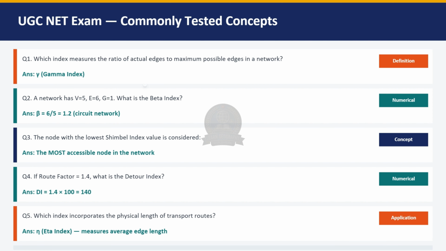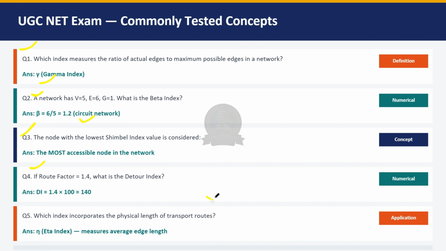Now some model questions for the UGC NET exam, commonly tested concepts. Question 1: which index measures the ratio of actual edges to maximum possible edges in a network? Gamma index. Question 2: a network has vertices 5, edges 6, and subgraph G is equal to 1. What is the beta index? Beta index will be 6 divided by 5, which is equal to 1.2. That means a circuit network. Question 3: the node with the lowest symbol index value is considered the most accessible node in the network. Question 4: if route factor is equal to 1.4, what is the detour index? Detour index is equal to 1.4 multiplied by 100, which is equal to 140.